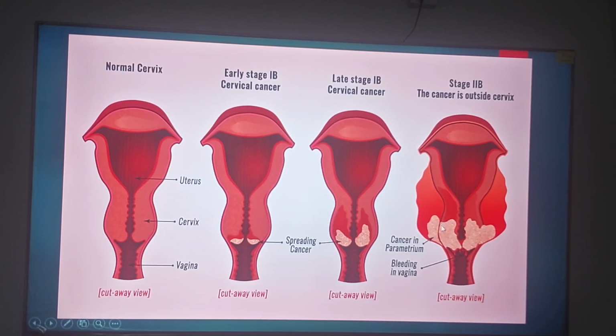The last stage is the stage which increases to invasion of the parametria. The malignant tissues invade the parametria, involving the parametria area, and at the end stage the malignancy starts to bleed. The patient has bleeding in the vagina.